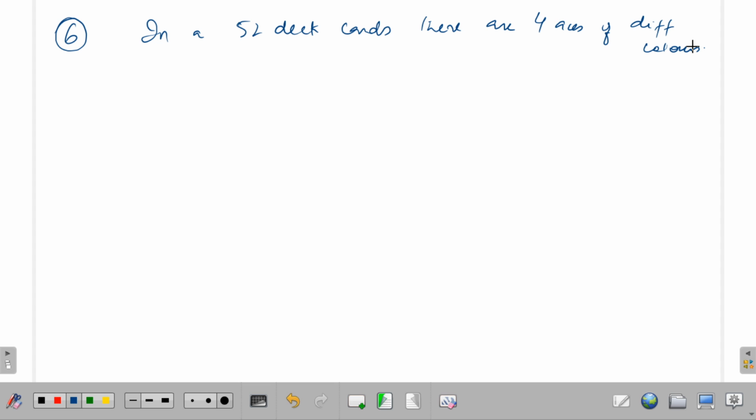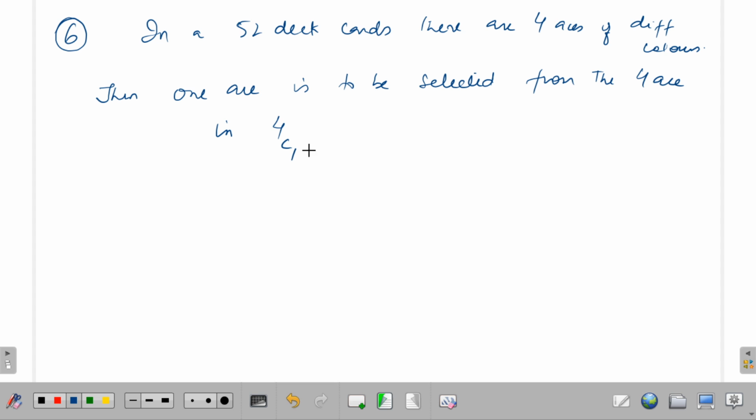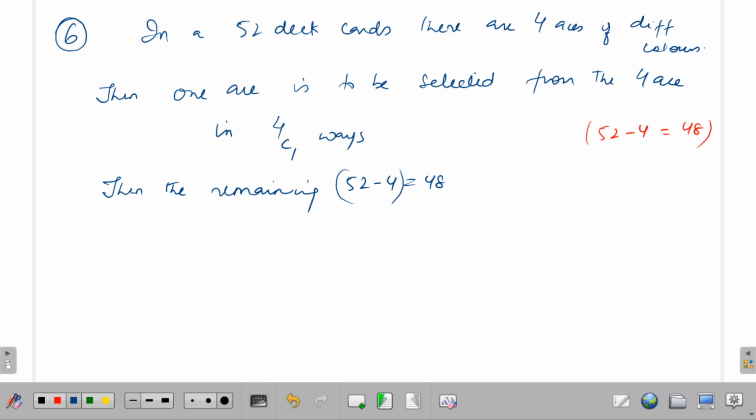So what can I do? I can simply say that one ace is to be selected from the 4 aces in nothing more than 4c1 ways. Remember that the 4 aces are gone now. If the 4 aces are gone, that means I have to remove them from 52, which will be nothing more than 48. So the next line is that the remaining 52 minus 4, which is equal to 48 cards.